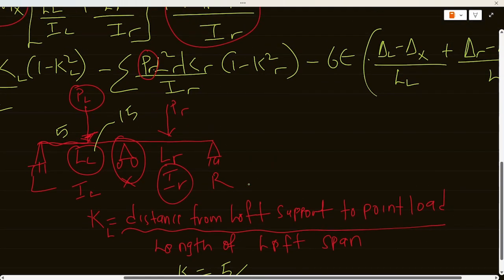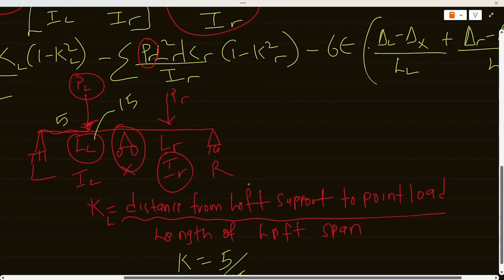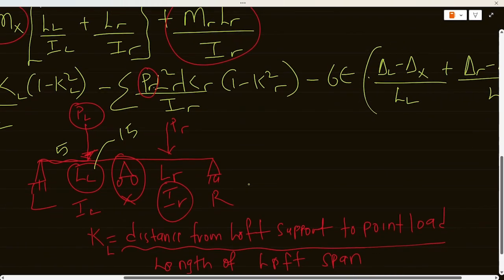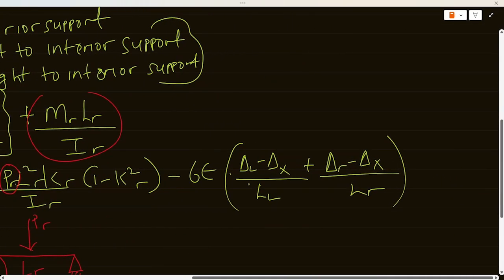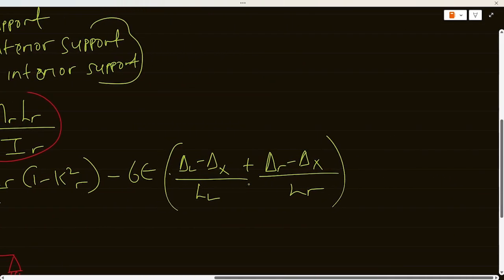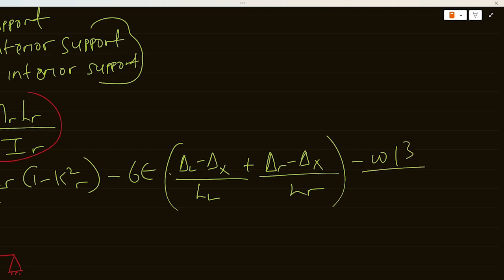So I've explained moment of inertia. I've explained K. What is left? Oh, back to the formula. I didn't include the UDL: minus WL cube over 4I, minus WL cube over 4I, where once again R is left.